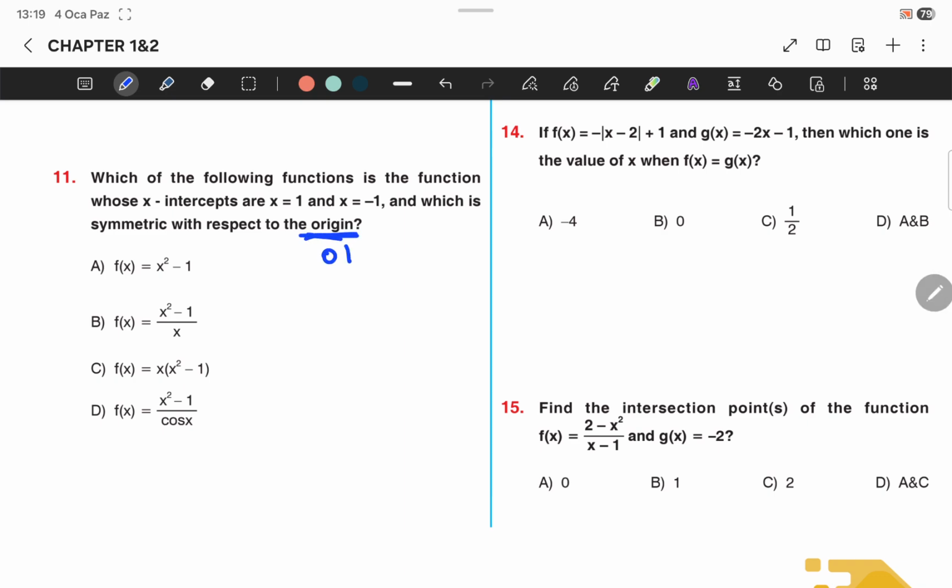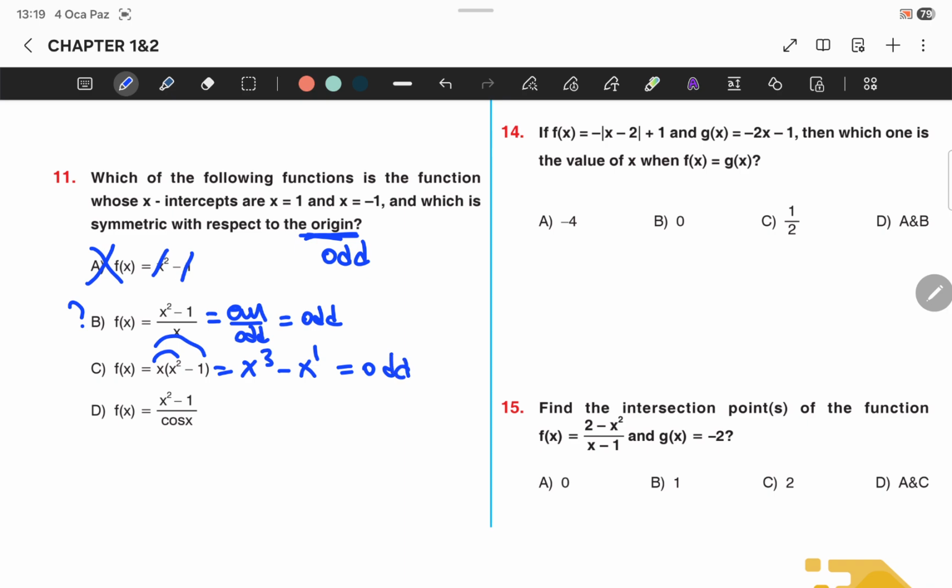Which of the following functions has x-intercepts 1 and negative 1, and is symmetric with respect to the origin, which is odd? When you look at here, this is even, so this is eliminated directly. When I look at here, up is even, down is odd. Yes, this is odd. It might be. When you look at here, this is x to the power of 3. First I distributed. And negative x. Look at the power, guys. Are they odd or not? Yes, odd. But another one, I have to check it. Here again, up part is even, down part is even, even divided by even is even, it's eliminated.